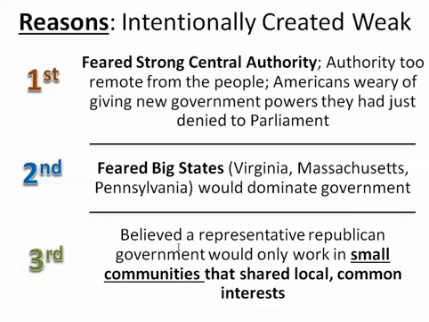Third, they believed that a representative republican government would only work in small communities that shared local common interests. In other words, how could Great Britain and King George III know what they need when they're 3,000 miles away? If we created government here under the Articles, and put it, say, in Philadelphia, how would a government in Philadelphia know what Georgia residents need? So local, common, small communities in a small representative republic is what we needed, and that's the three reasons why they intentionally created this weak government.